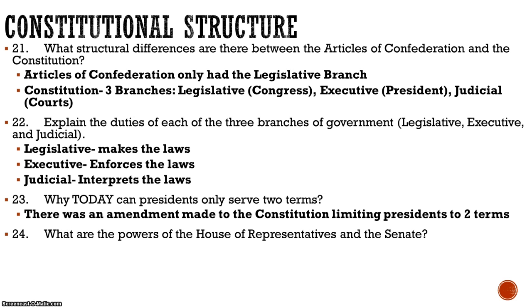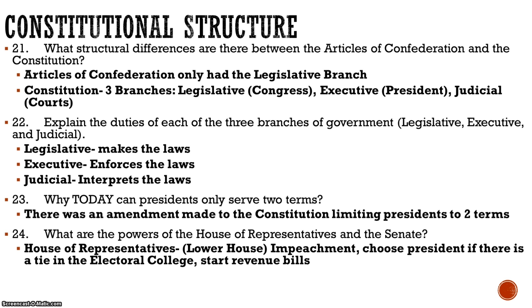Next, we have what are the powers of the House of Reps and the Senate? So the House of Representatives, even though it's considered the lower house, is still really, really important. They're the ones that have to start any bill that has to deal with money. That's why with this whole government shutdown thing, the bill to end the government shutdown and get the budget going had to start in the House. They're the ones that choose the president if there's a tie in the Electoral College, because they're closer to the people, because they're elected every 2 years. And they're the ones that start the impeachment process. They're not the jury. They don't decide if they're guilty or not. They just start it up.